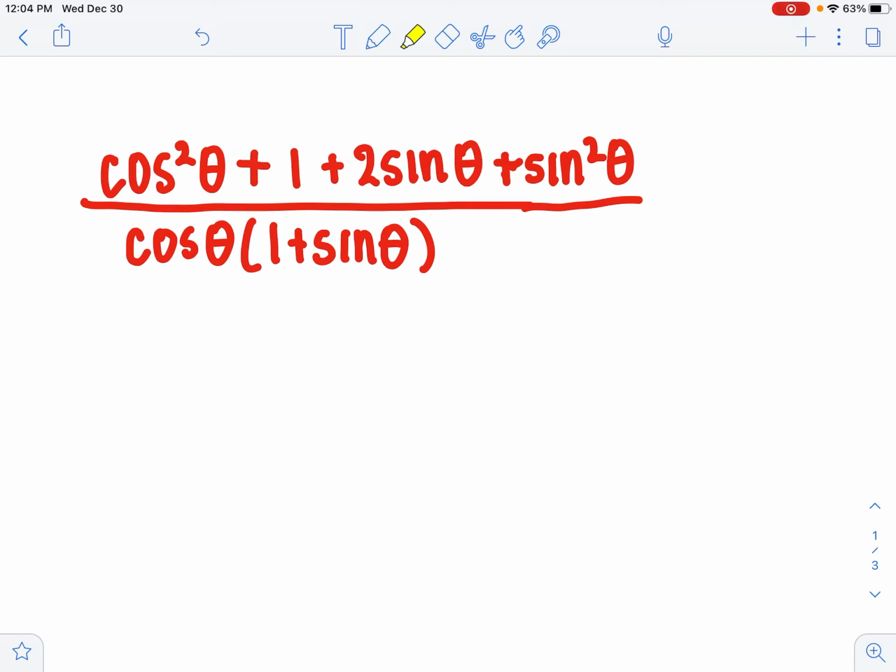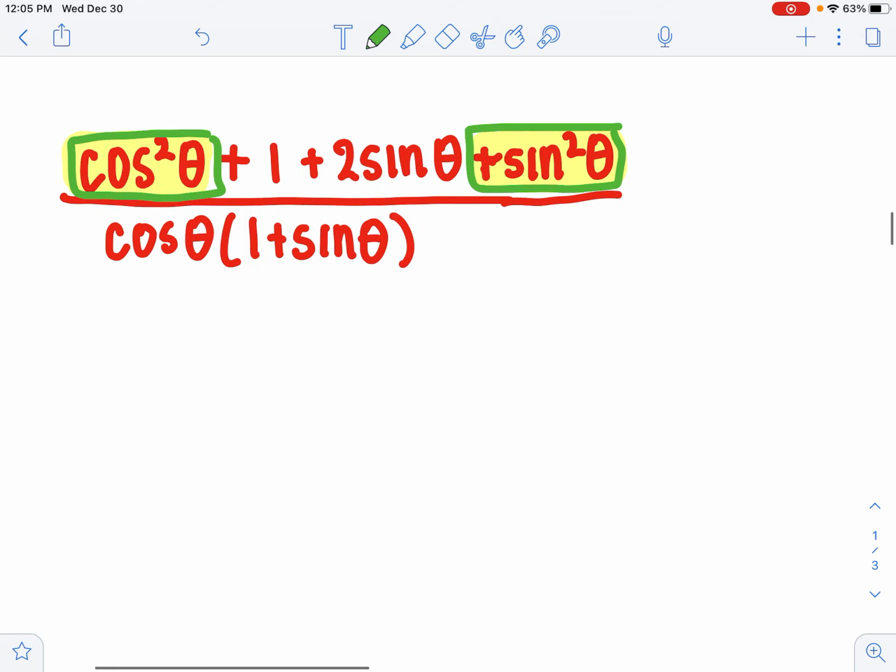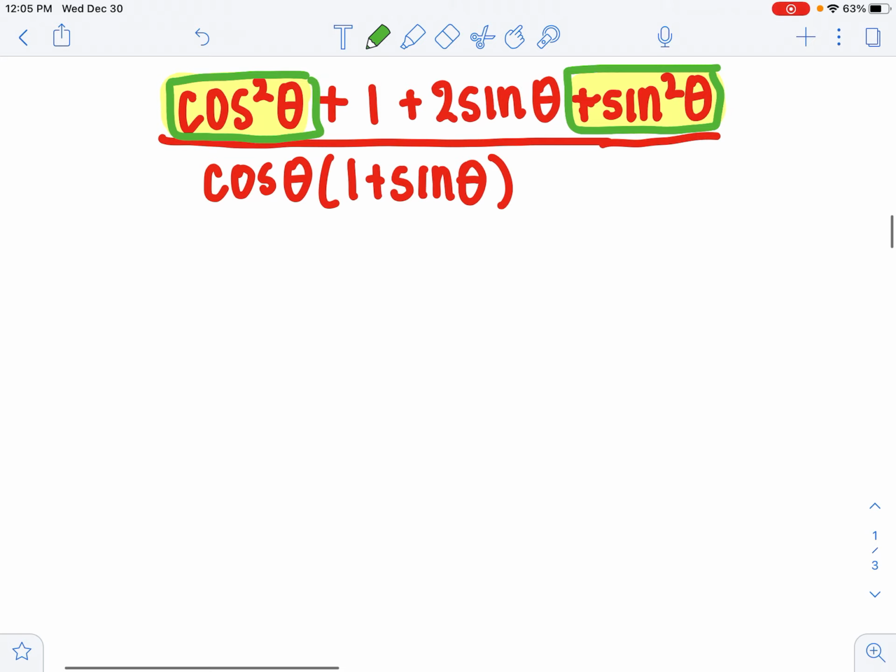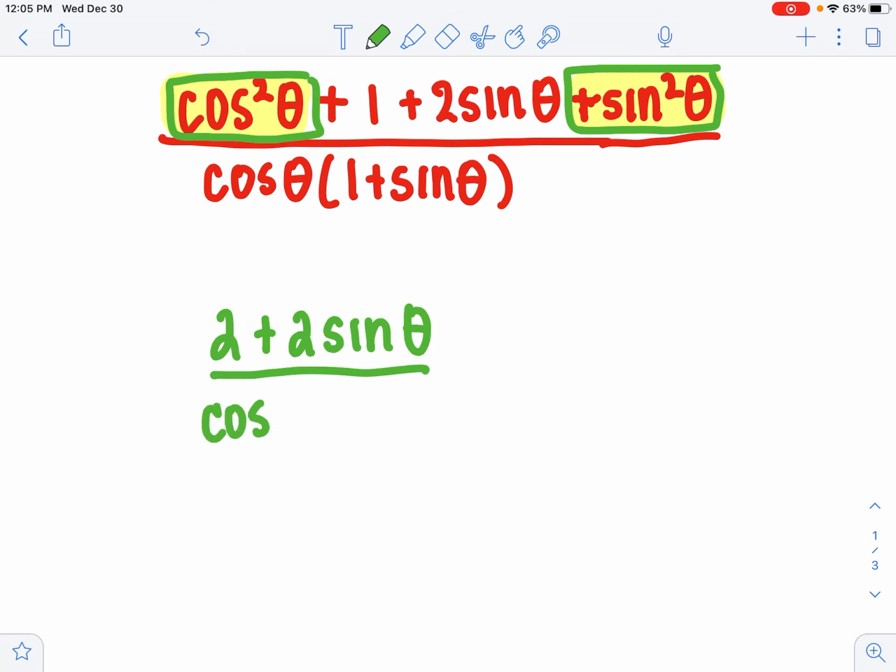Okay, does anything jump out to you in your numerator? What jumps out to me is this cosine squared and this sine squared. Sine squared plus cosine squared is 1, so I can take those two and simplify that to just a 1. Now I have 1 plus 1, which is 2, plus 2 sine of theta. So I have 2 plus 2 sine of theta over cosine of theta times 1 plus sine of theta.